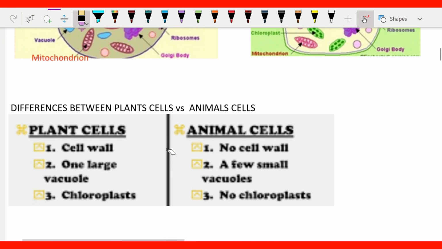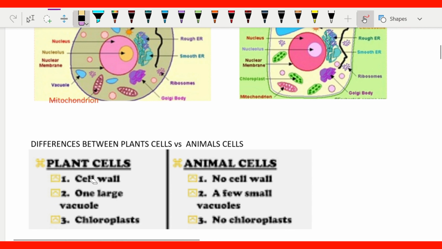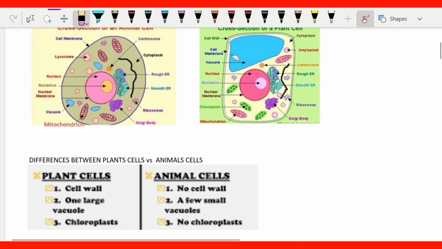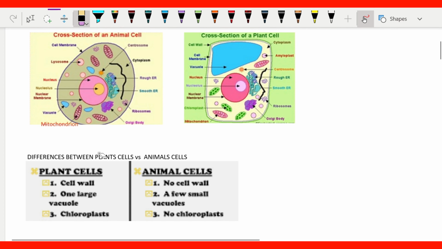Besides that, there are differences between plant cells and animal cells. Plant cells have a cell wall and one large vacuole, which you can see in blue, while animal cells have small vacuoles, not a large one like the plant. Plant cells also have chloroplasts, which contain chlorophyll to do photosynthesis, while animals have no chloroplasts. So that's the difference.